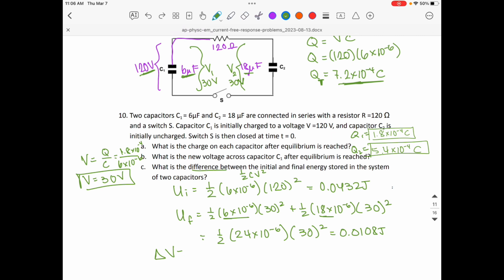is equal to U final minus U initial, which is 0.0108 minus 0.0432, and that gives me a negative 0.0324. And the reason why it's negative is because we've got energy lost. So magnitude is all that matters, but the sign implies that there's energy lost.